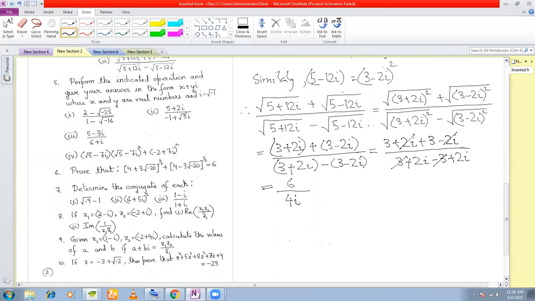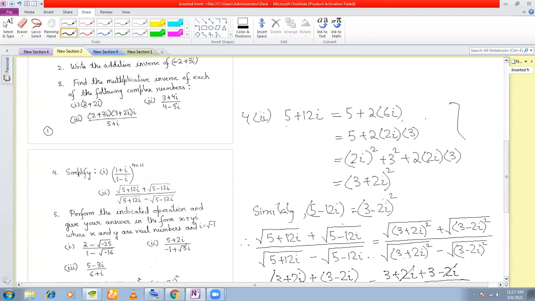right? So now what I'll do, I'll cancel this to get 3 by 2i. Now because i is there in the denominator, I'll multiply the numerator and denominator by i square. So now i square is equal to minus 1. So I simply get 3 minus 3 by 2 i. And that's your answer. Understood this? Yes, sir.